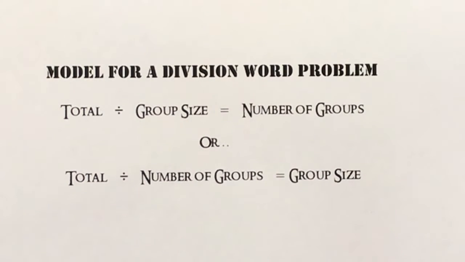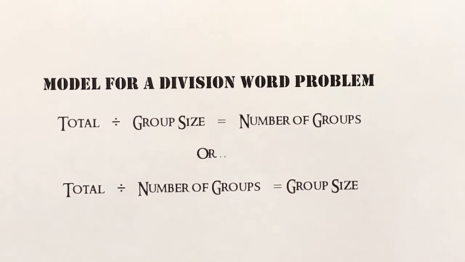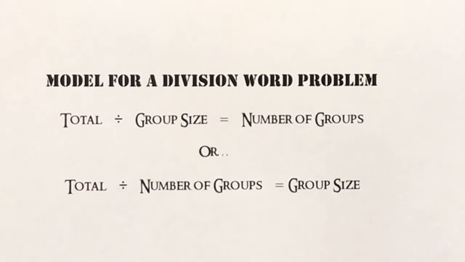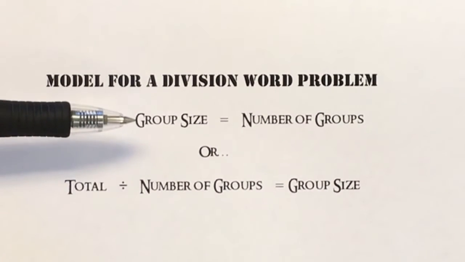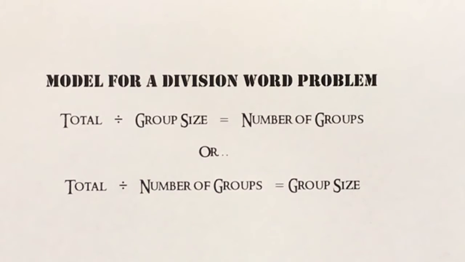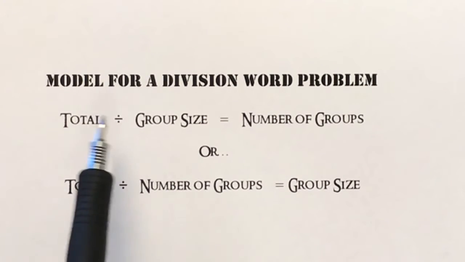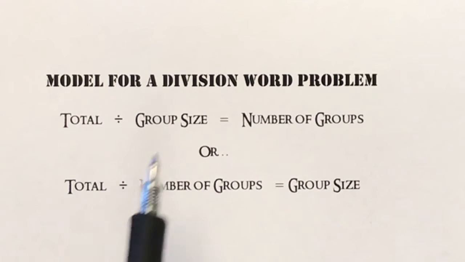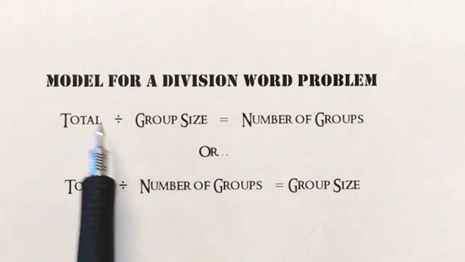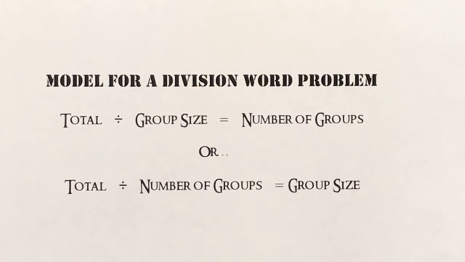What's a little bit different is that in this case, we're given the total. In the multiplication word problem, we had to find a total. With a division problem, we're given the total, and we're given one of two things. We're either given group size, or we're given the number of groups. We're given this either way. And our job is to divide the total by that group size or by that number of groups.